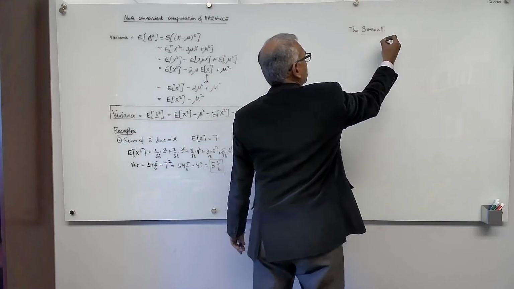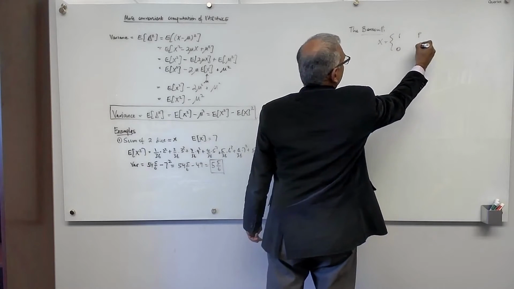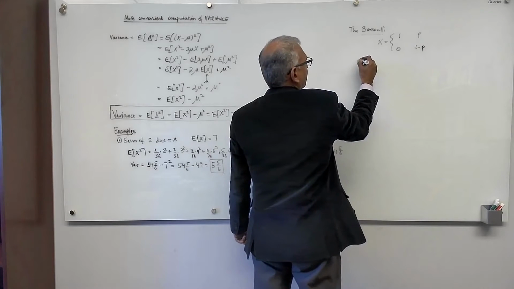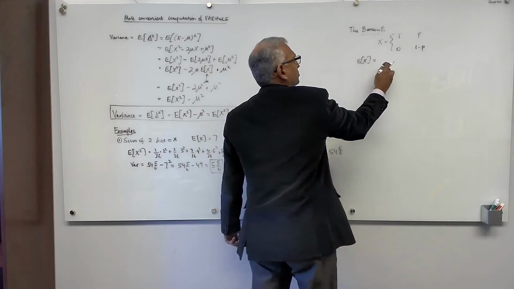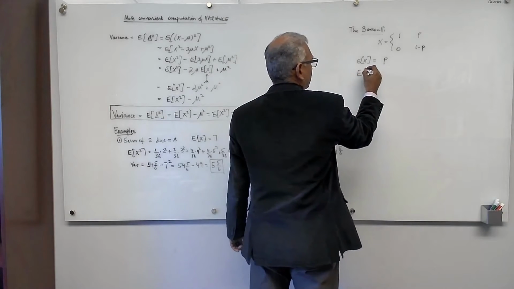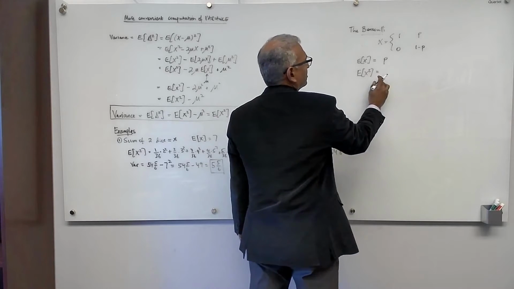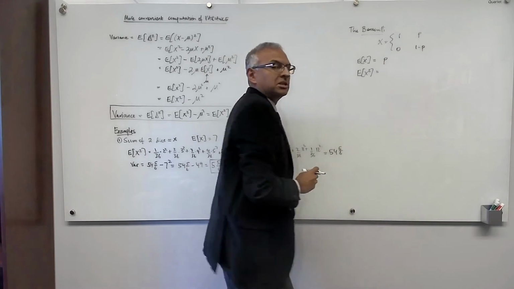Okay, remember, the random variable is equal to 1 with probability p, and 0 with probability 1 minus p. So the expected value of x is equal to p. We already computed this. Now what's the expected value of x squared? So you take the squares of the possible values and weight by the probability. So 1 squared is 1 weighted by the probability p.